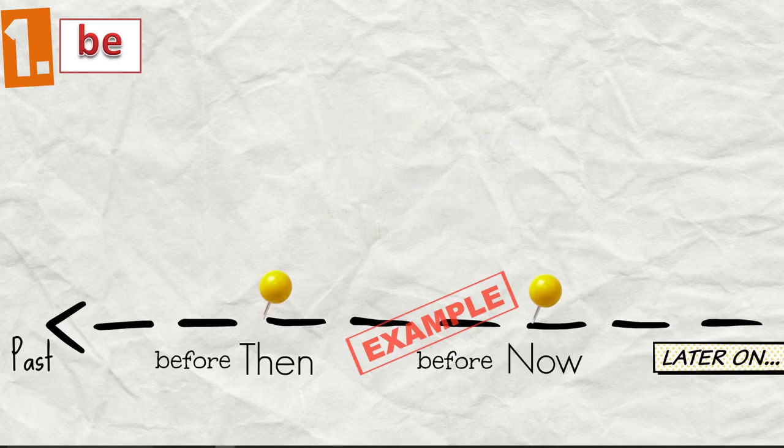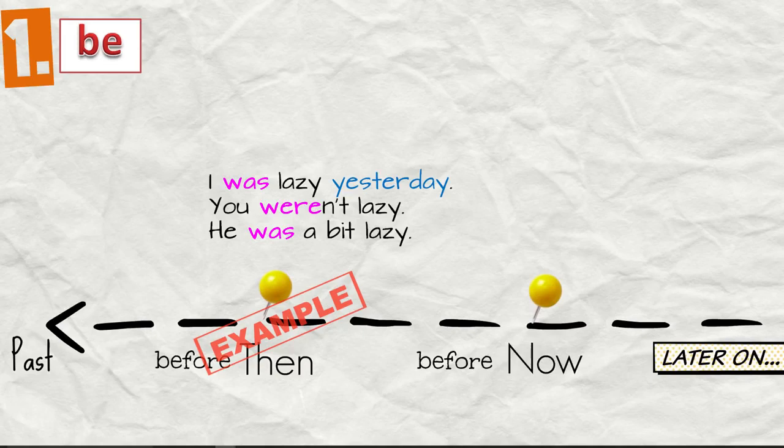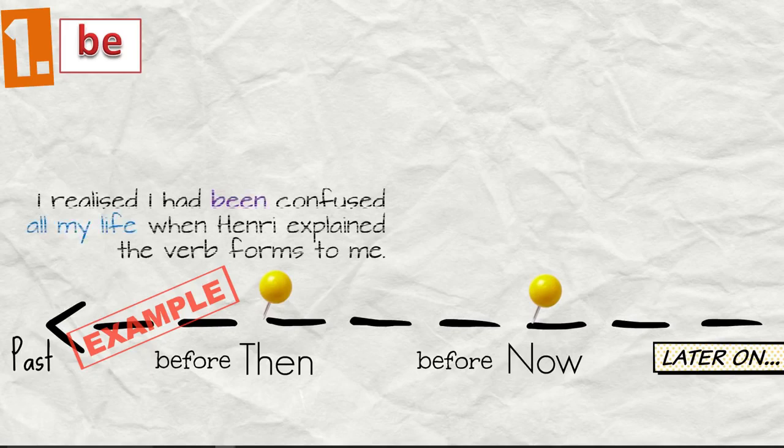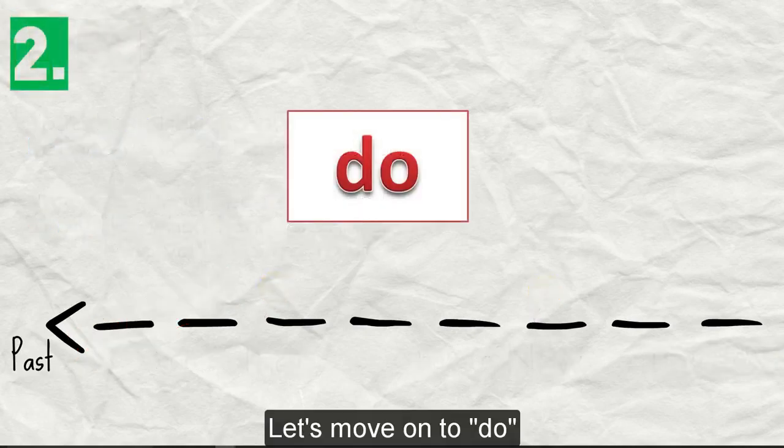The past. I was lazy yesterday. You weren't lazy. He was a bit lazy. You were being confused. And before then, I realized I had been confused all my life when Henry explained the verb forms to me. You'd been being confused before you watched this lesson. Let's move on to do.